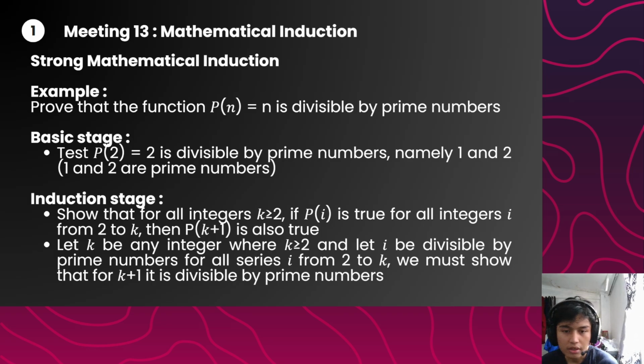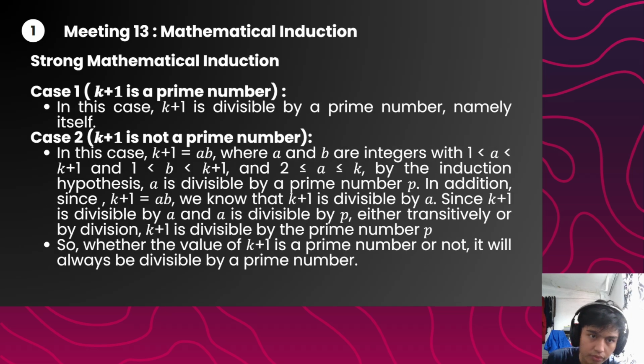Let k be any integer where k is greater than 2, and let i be divisible by a prime number for all i from 2 to k. We must show that k plus 1 is divisible by a prime number. And then we have two cases. Case 1 is k plus 1 is a prime number. In this case, k plus 1 is divisible by a prime number, namely itself. Case 2, k plus 1 is not a prime number.